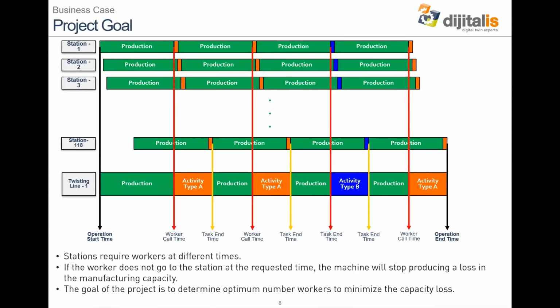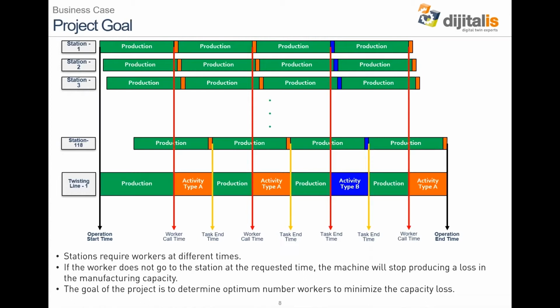As you can see from this chart, a single twisting machine has many stations. As soon as a station finishes its production, it requires a worker to perform a manual operation to start the next production. When you aggregate them to the twisting line itself, on the bottom part of the screen, you see that if and only if the operator is on time can the production continue without any loss.